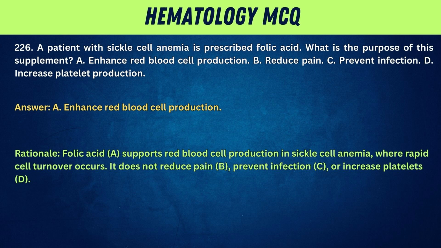226. A patient with sickle cell anemia is prescribed folic acid. What is the purpose of this supplement? A. Enhance red blood cell production. B. Reduce pain. C. Prevent infection. D. Increase platelet production. Answer: A. Enhance red blood cell production. Rationale: Folic acid, A, supports red blood cell production in sickle cell anemia, where rapid cell turnover occurs. It does not reduce pain, B, prevent infection, C, or increase platelets, D.